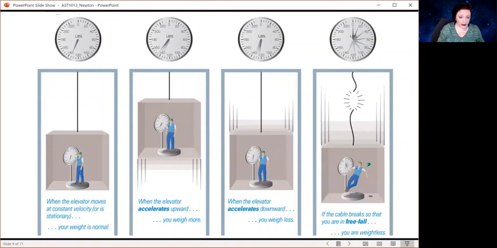We'll come back to this idea in future videos. This is basically why astronauts float free. It's not because there's no gravity in space, it's because they are free falling. So you are weightless in free fall.